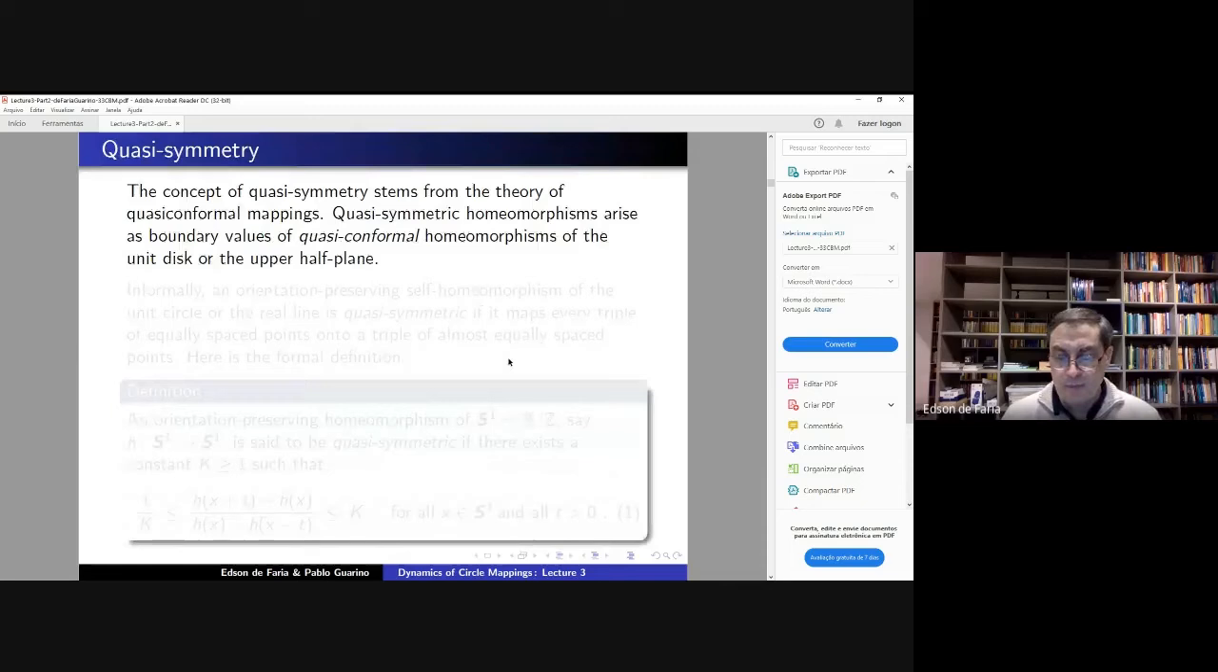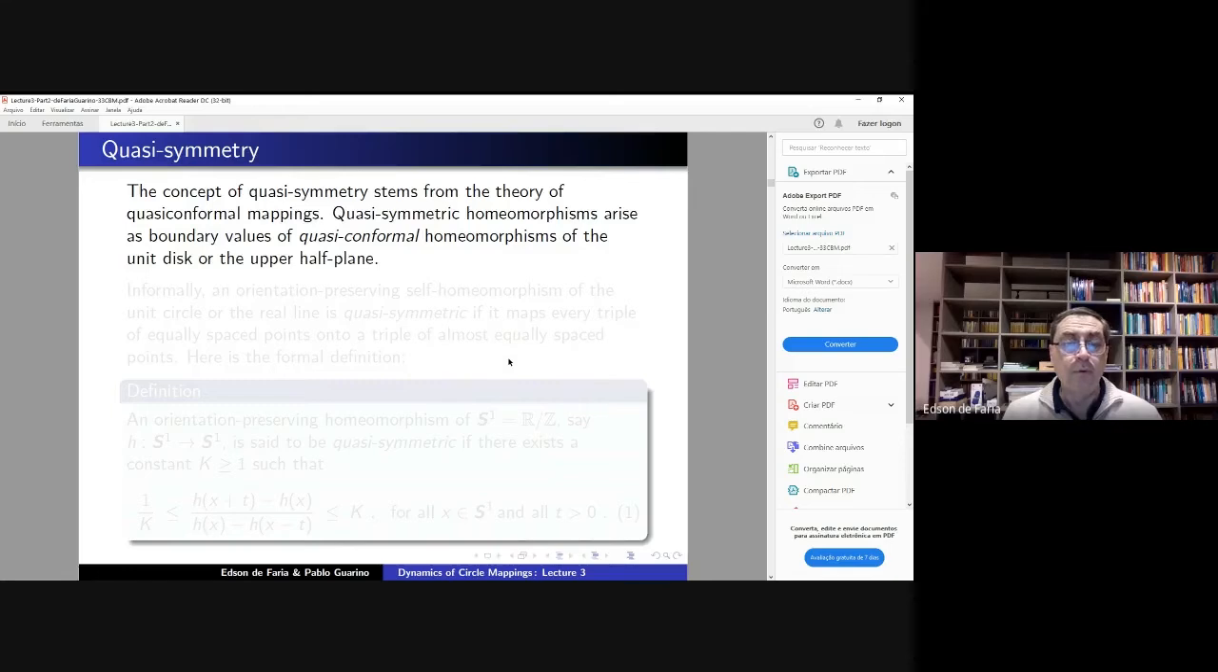Okay, so let me start by addressing, what does quasi-symmetry here mean? So quasi-symmetric maps are essentially just the boundary values of quasi-conformal homeomorphisms of the unit disk or the upper half plane. Okay, so the quasi-symmetric homeomorphisms that will be really interesting for us are the ones on the circle. So they're homeomorphisms of the circle. So they are boundary values of quasi-conformal homeomorphisms of the disk.